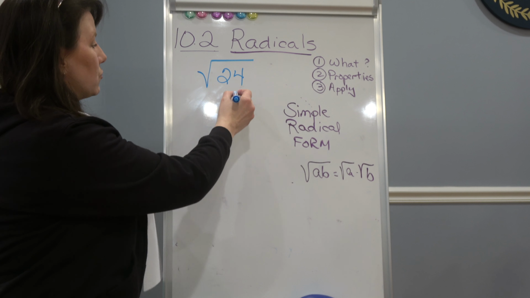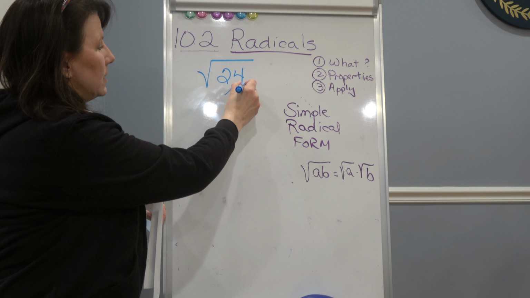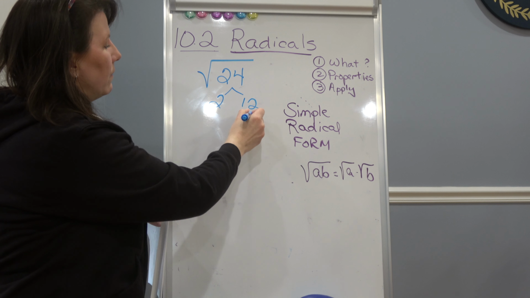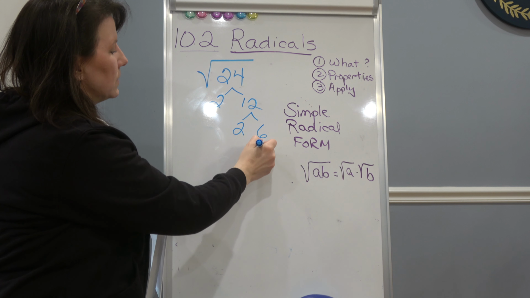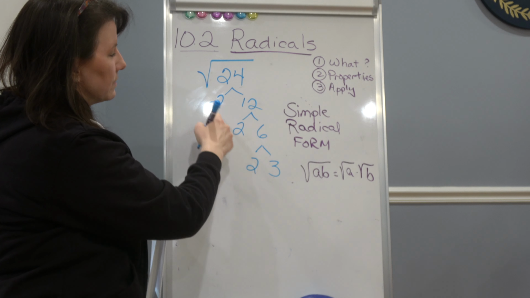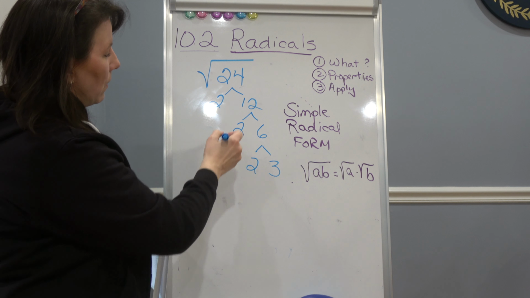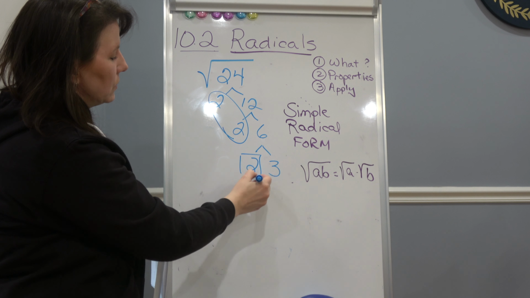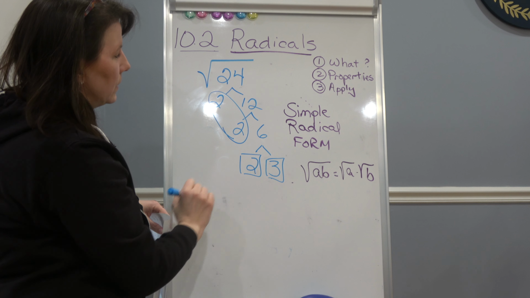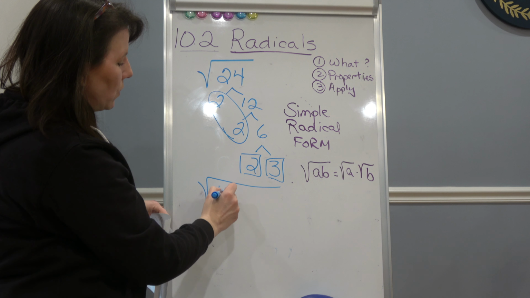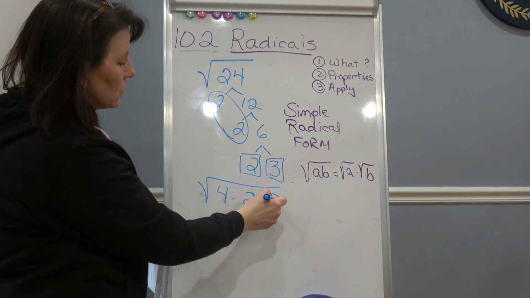So I'm going to make a tree, and I'm just going to start, because I know it ends in an even number, divide it by 2. So that's 2 times 12. 12 is 2 times 6, and 6 is 2 times 3. So I have all my primes. So I'm circling a pair because that's making a perfect square. These two are left over. So 24 is really 4 times 2 times 3.